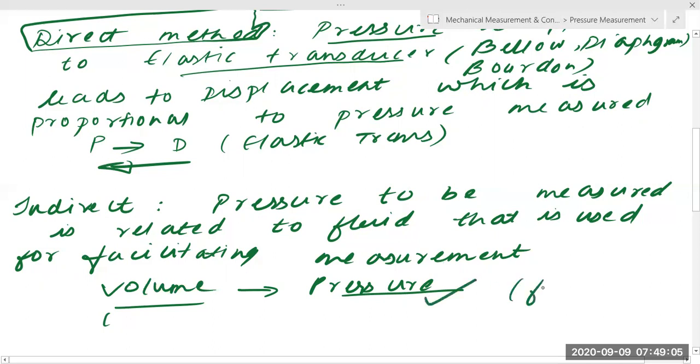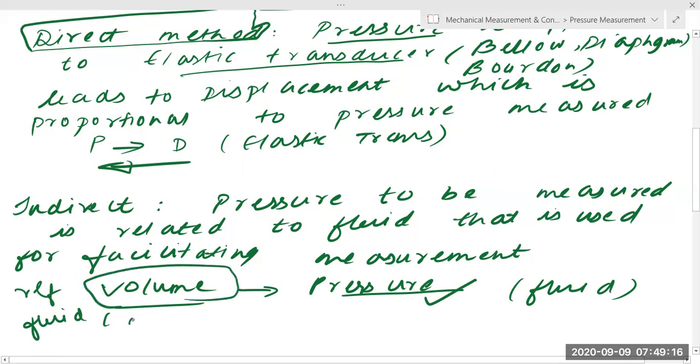This is your fluid, and this is your reference fluid. Now the pressure is measured with respect to the volume of the reference fluid. Suppose in our case I assumed it to be mercury. Then whatever volume change is proportional to the mercury is calibrated back to the pressure value. Such kind of measurement is called indirect measurement.